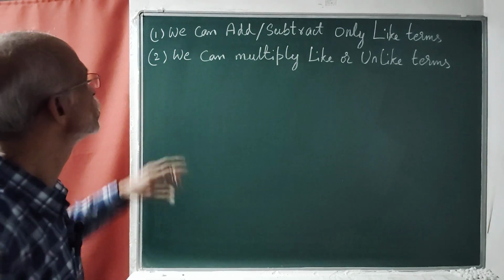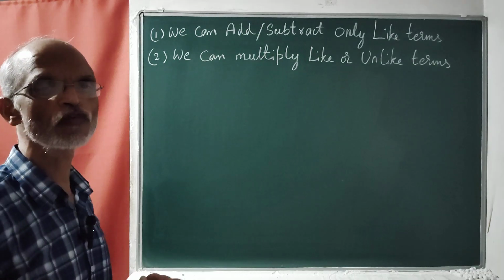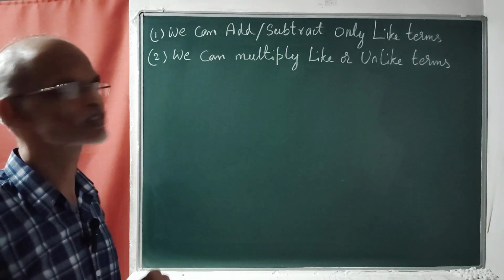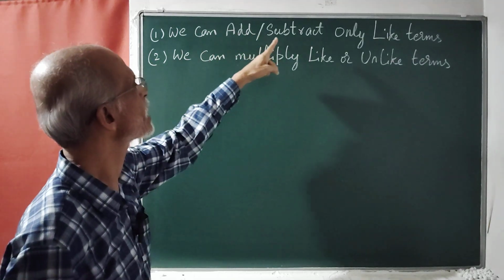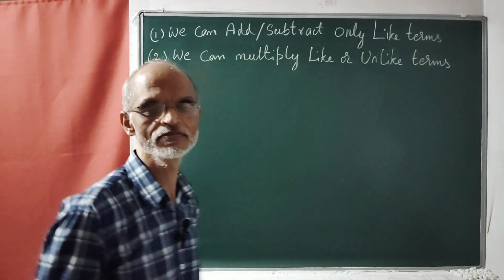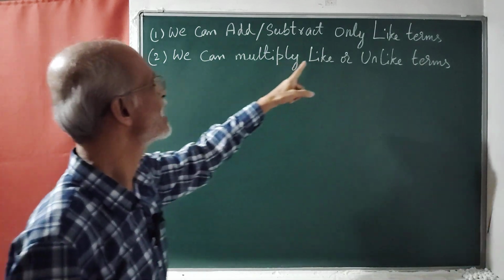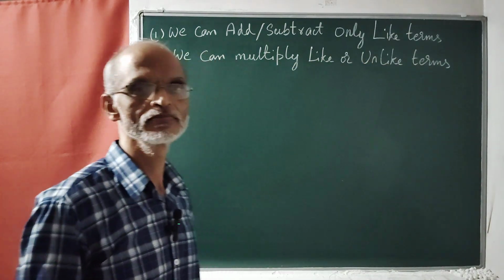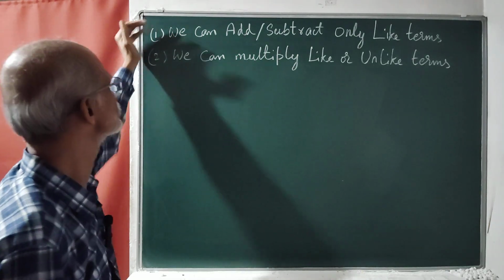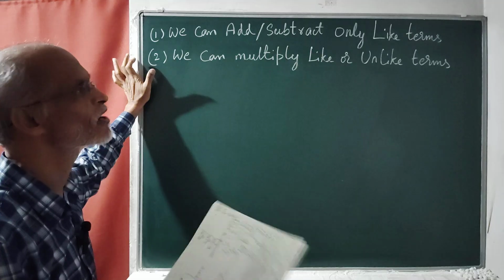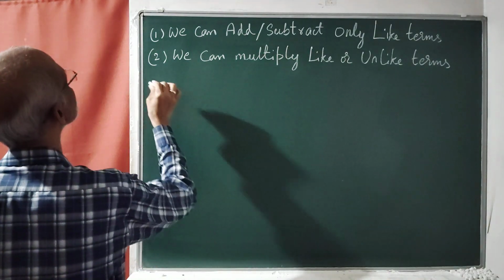Now, you have to remember two basic rules. Till now, what have we learned? We have learned how to find which are like terms. Now, the first rule says we can add or subtract only like terms. Rule number 2 says we can multiply like or unlike terms. While we can add or subtract only like terms, we can multiply like or unlike terms. First, we will see how to add and subtract.